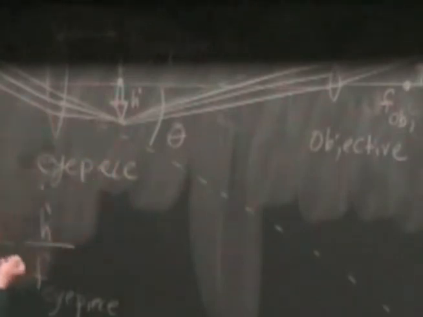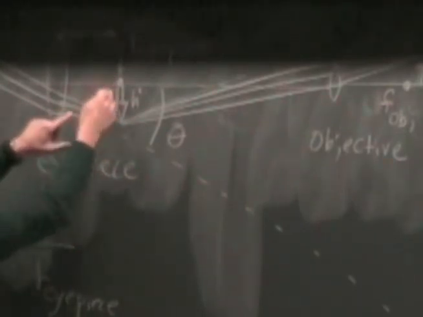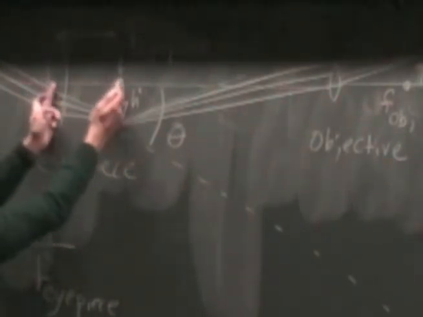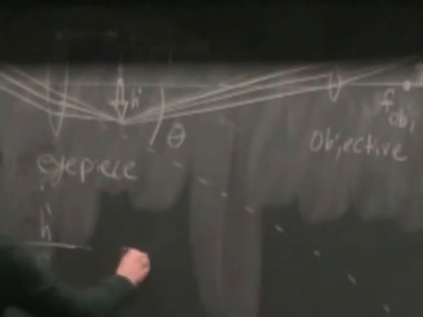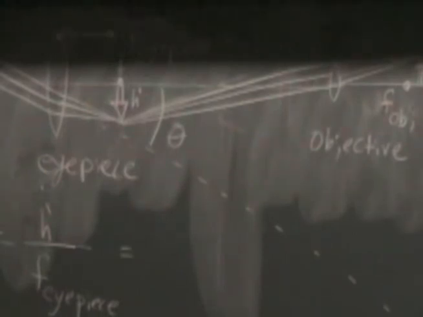Opposite is the tangent, right? And for small angles, opposite divided by the adjacent. This is the focal length, h prime. Now what's h prime in terms of h? The size of the object, the actual size of the object.